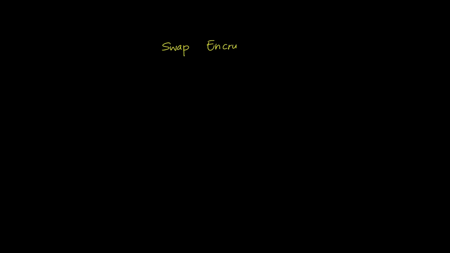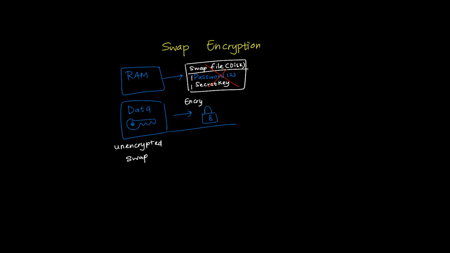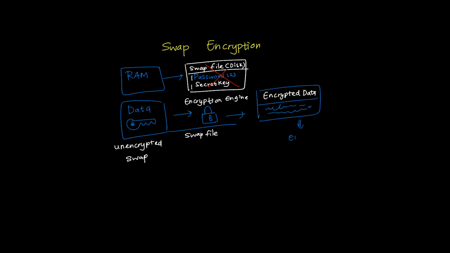Swap encryption is essential for protecting sensitive data that spills to disk during normal operation. When RAM fills up, the operating system writes memory pages to swap files on disk. Without encryption, sensitive data like passwords, encryption keys, and personal information sits readable on the disk even after the program terminates. Swap encryption automatically encrypts pages before writing to disk using a key stored only in memory.